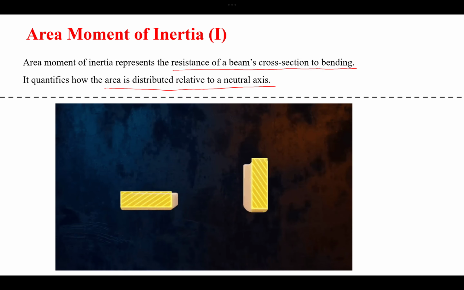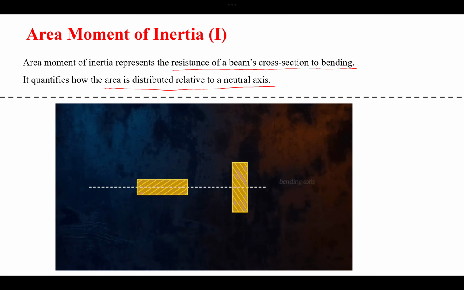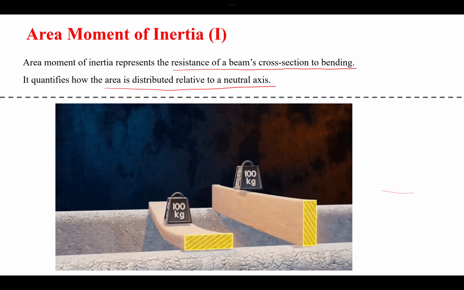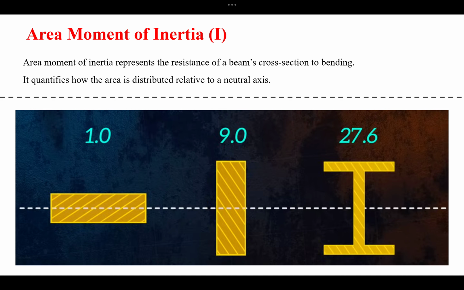In the vertical case, the area is distributed further away from the axis, but in the flat case, it is distributed very close. If you look at these three cases, in this case the area is distributed very close to the axis. In this case, it is a little farther, so your area moment of inertia is comparatively more than this one. And in the third case, which is the I beam, the area is distributed quite further away.